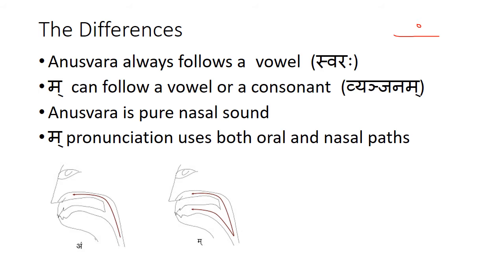For example, we can say am or im, because here the Anuswara is after a or e. We cannot write Anuswara after a Vyanjanam. Okay? That combination of sound cannot be pronounced. But whereas Makara, the ma sound, can follow or can come after a vowel or a consonant.